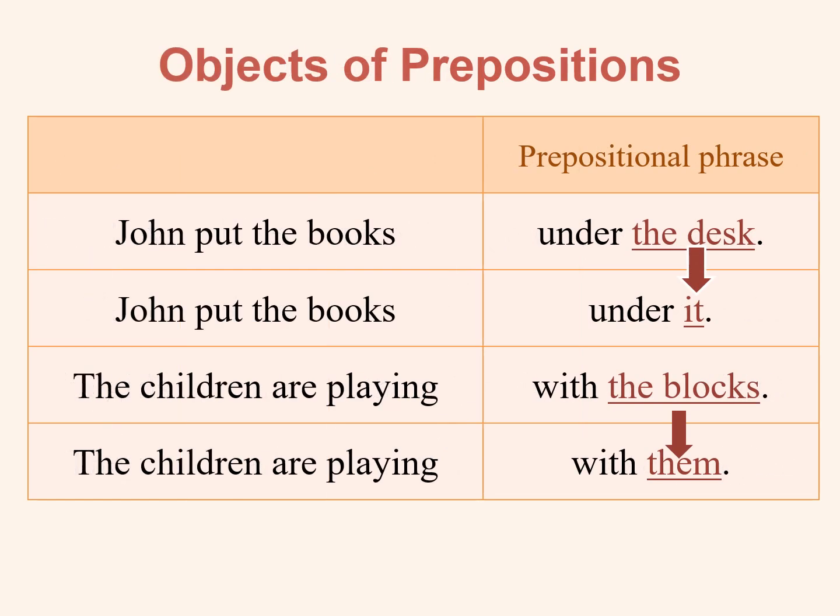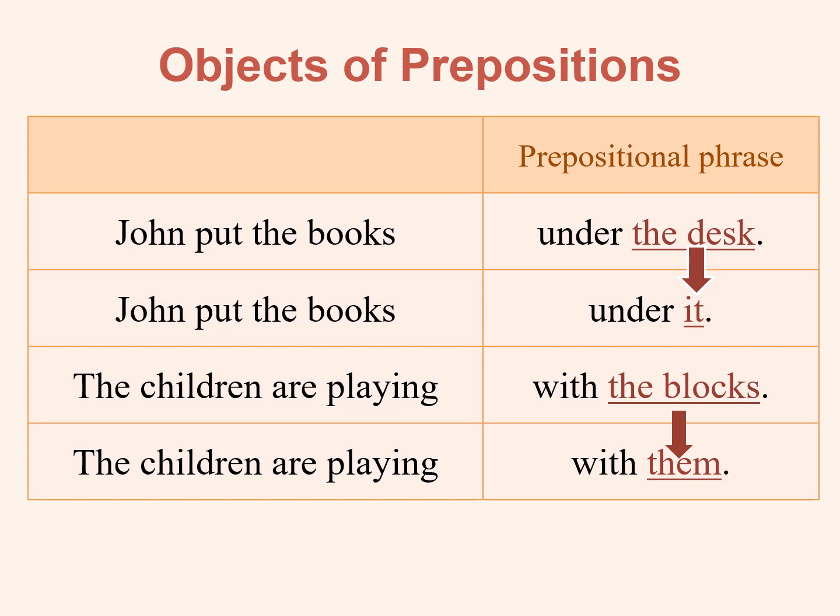On this slide, we see examples of pronouns substituting for noun phrases that come as part of a prepositional phrase. That is, they come after a preposition. In the sentence, John put the books under the desk, we have a prepositional phrase, under the desk. We have the preposition under and then the noun phrase, the desk. One could replace the phrase the desk with the object pronoun form it.